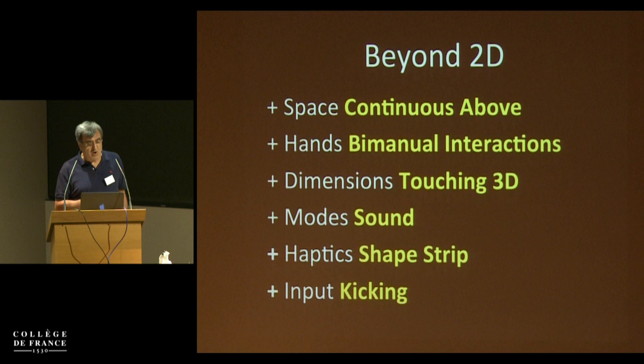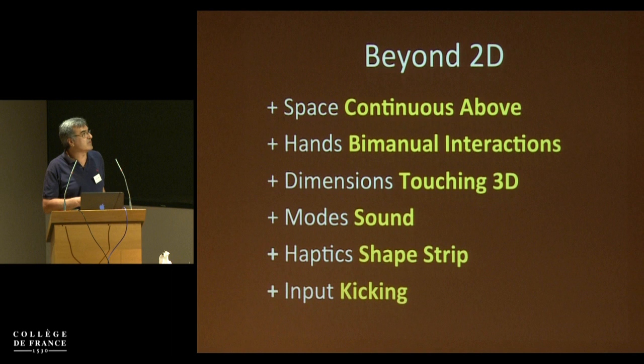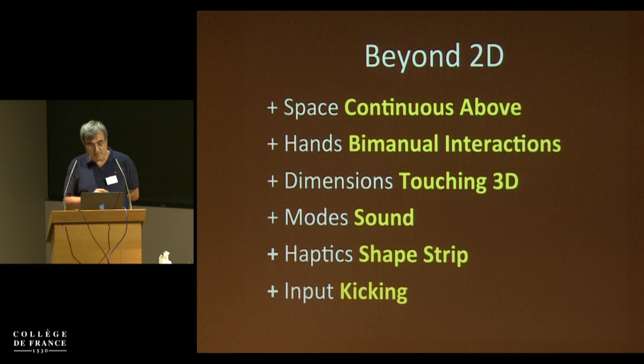And to go beyond that, I'm going to show you about six pieces of this vision. So space, the idea is to explore the space above the table or whatever two-dimensional surface you are interacting with. And of course, you want to go beyond the old one-handed problem by doing bimanual interactions. You want to touch the third dimension. And when it comes to modes, you could exploit sound in not so obvious ways. And I have something to tell about shape strip, and maybe you guys get to kick me out if I get to speak for too long, so that's why I left kicking for last.